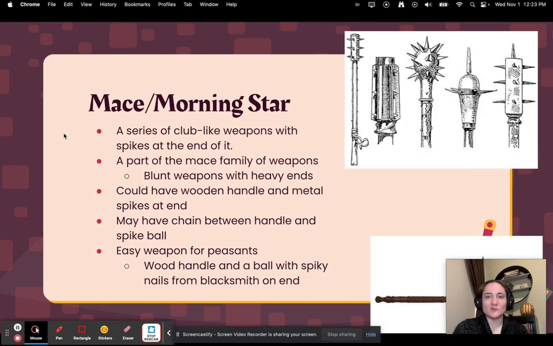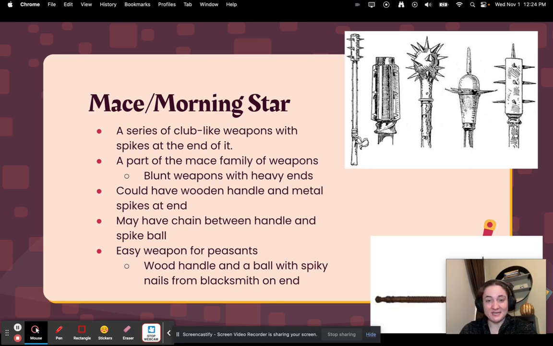All right, now for more of the brutal weapons, we have things like the mace and morning star. Those are a series of club-like weapons with spikes at the end. I'm sure you've seen one before in movies or video games. They come in all shapes and sizes. It's part of the mace family of weapons, classified as a blunt weapon with a heavy end. It could have a wooden handle with metal spikes at the end. That was typically how they were made.